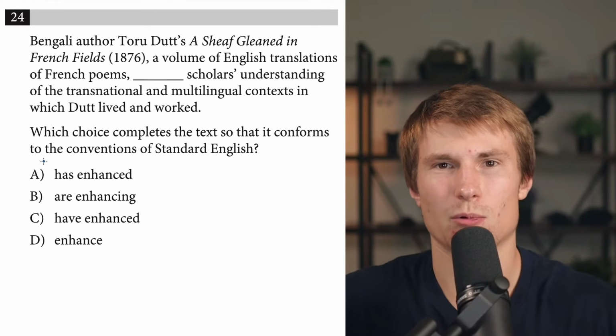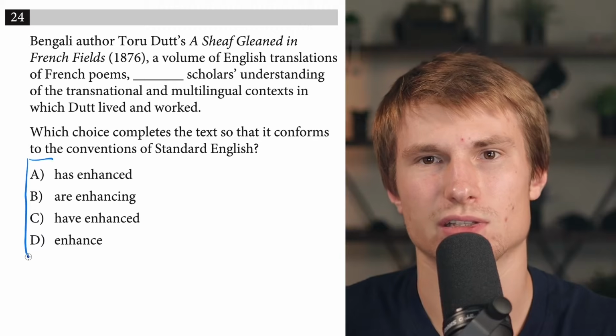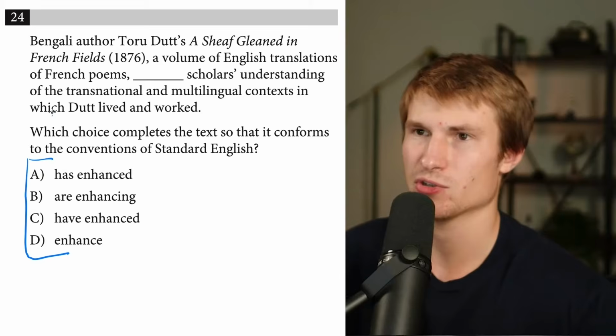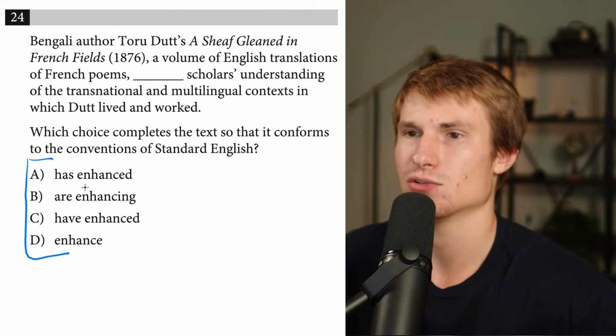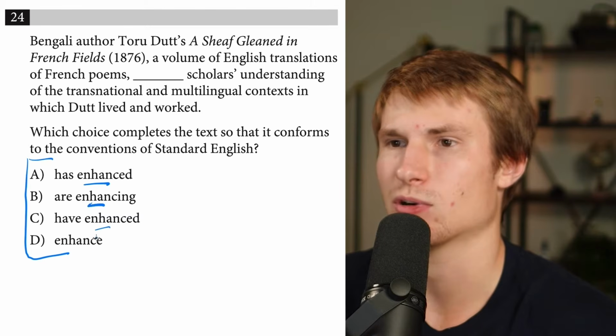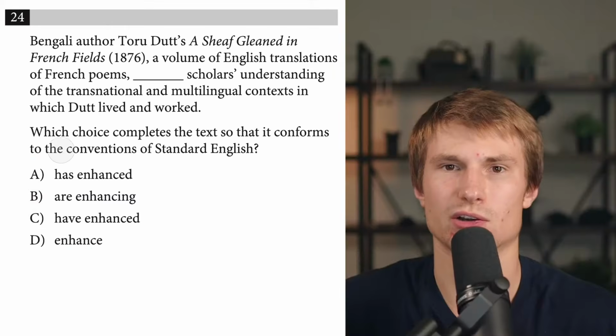Question 24. And I want to make a quick note that on the writing section, okay, if you glance at your answer choices before you start the question, which I do recommend that you do, make sure that if you come across one where you have the same base word, in this case, it's enhance. Okay, just understand that going in, and then you can start reading.